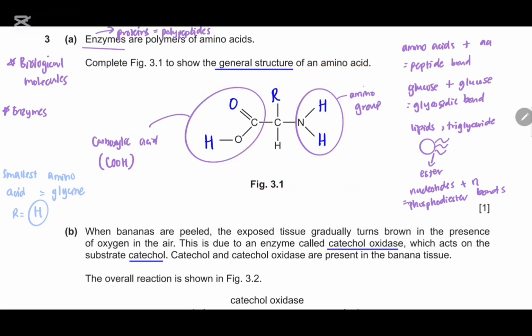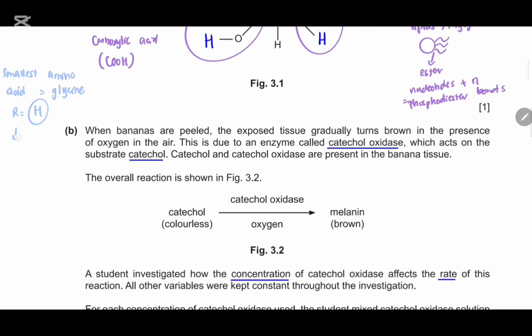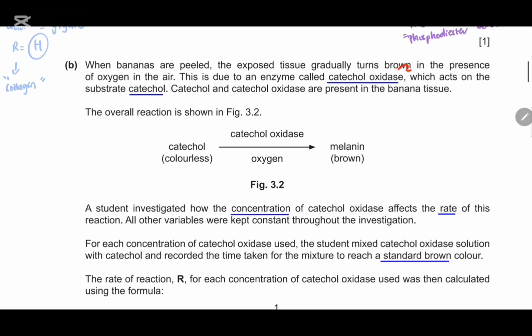Why is this relevant in our syllabus? Because we learned about glycine and also lysine when we looked at the structure of another biological molecule, collagen. Okay, let's get on with the questions. When bananas are peeled, exposed tissue gradually turns brown in the presence of oxygen. This is due to the enzyme catechol oxidase, which acts on the substrate catechol. It causes the production of melanin.